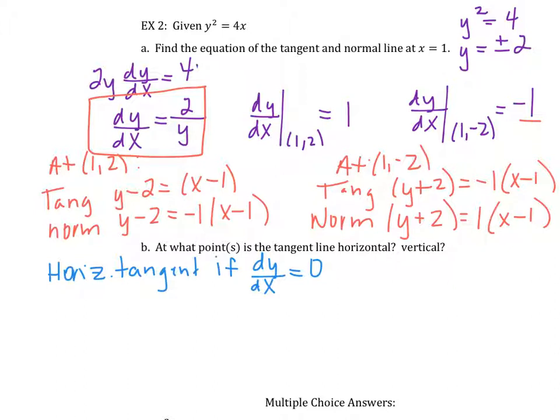So look at your dy/dx. If you set 2 over y equals 0, do you get anything? No, because a fraction is never going to equal 0 if the numerator can't be 0. So our derivative can't ever be 0, so you would write no horizontal tangents. There isn't a horizontal tangent.